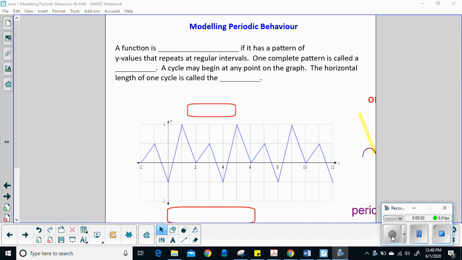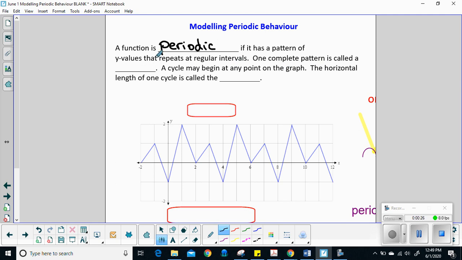So today we're going to look at periodic functions, and then we're going to continue that into what the sine function looks like. So a function is considered to be periodic if it has a pattern of y values that repeat at regular intervals. So it's that repetition that really matters.